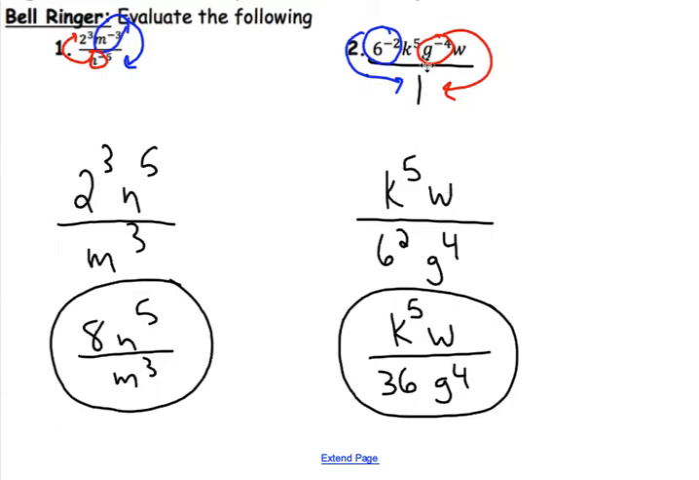K to the fifth and w, since those already had positive powers, they stay right where they are. 6 to the negative 2 gets moved to the bottom, 6 squared. G to the negative fourth moves to the bottom, that's a positive 4. Same thing in the last problem. We have this 6 to the second power. 6 squared, 6 times 6 is 36. Again, that stays on the denominator, and there is your final answer.